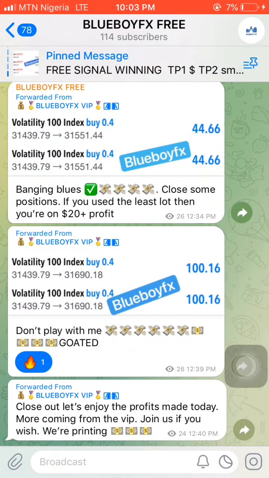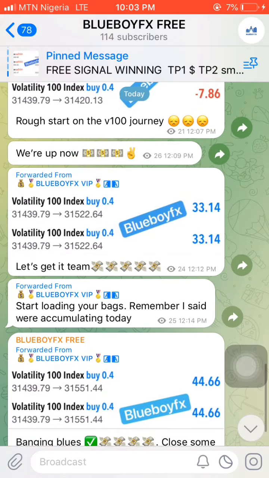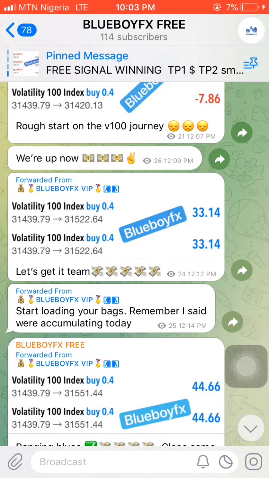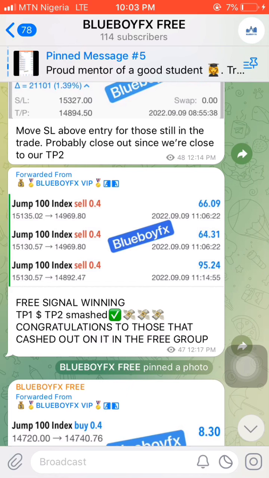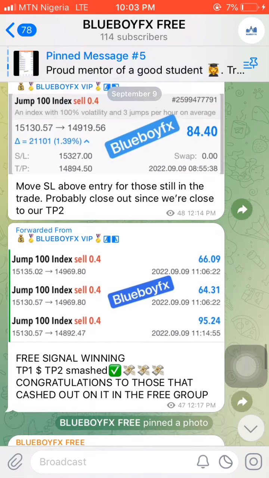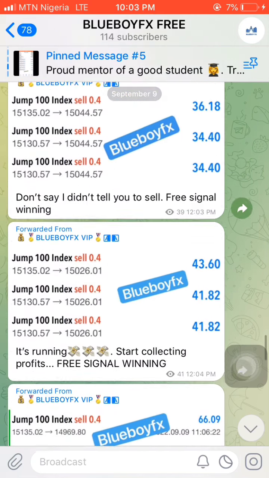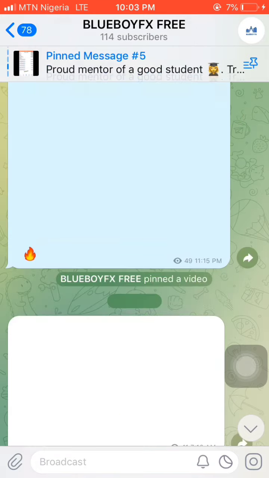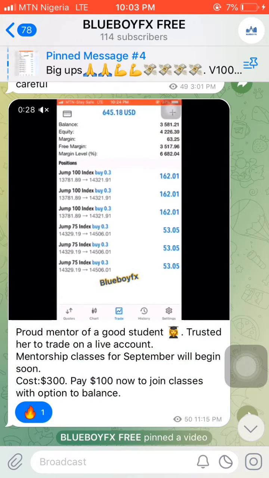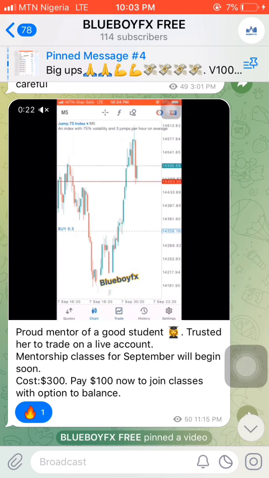So here is our free Telegram group, and of course, we've been giving free signals on some good days. Here is a free signal we gave, and the mentorship is also going on. This is a trade that was given by my students. I didn't give it to my VIPs because it wasn't my trade, it was my students' trade. But of course, it went well and we were in profit.